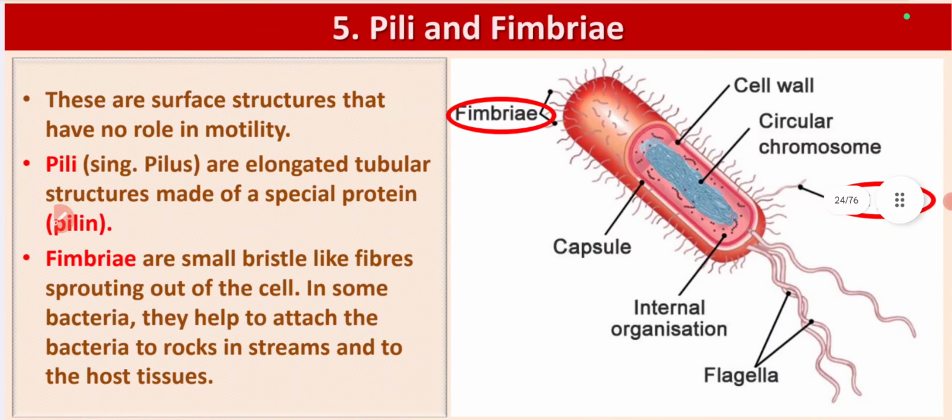Next is pili and fimbriae. These are surface structures that have no role in motility, in movement. Pili, singular pilus, are elongated tubular structures made of a special protein called pilin. Fimbriae are small bristle-like fibers sprouting out of the cell, as you can see in the diagram. In some bacteria, they help to attach the bacteria to rocks in streams and to host tissue. So their work is attachment of the bacteria to a particular rock or host tissue.